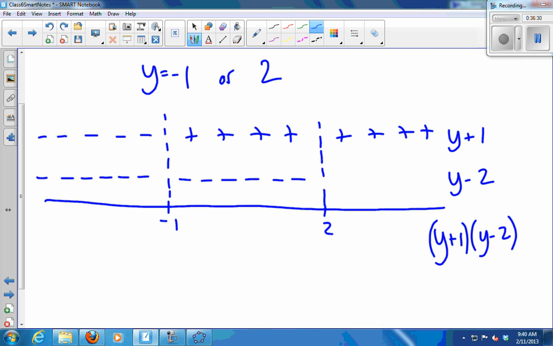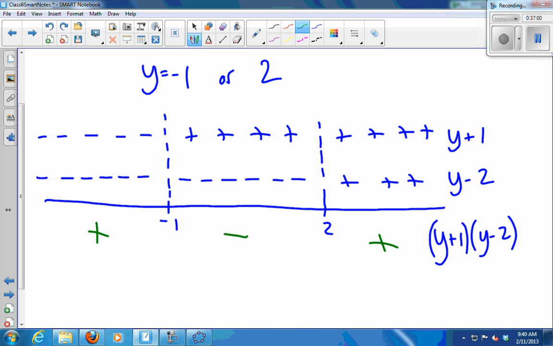And if I plug in a number bigger than 2, I get a positive. So when I look at the product, negative times negative is positive, positive times negative is negative, and positive times positive is positive. So because (y + 1)(y - 2) represents my slopes, I know that my solutions will be increasing when I'm less than -1, decreasing between -1 and 2, and increasing when I'm greater than 2.